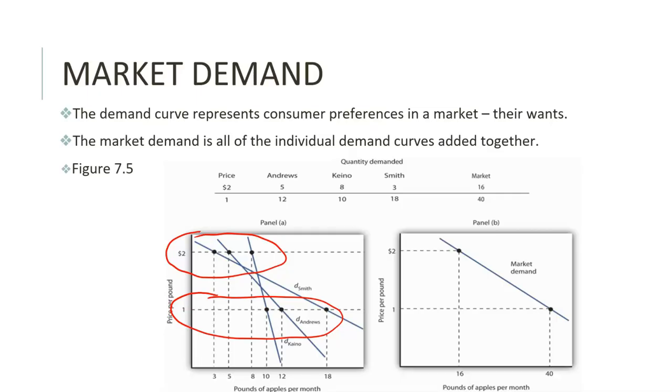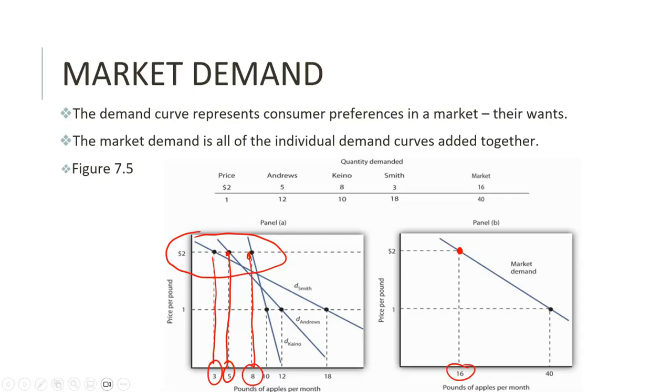So let's start with $2. Smith is going to demand 3 apples. Andrews is going to demand 5, and Kano is going to demand 8. So when we add those together at $2, all 3 of our people in our market demand a total of 16 apples. So we plot this on our market demand curve.